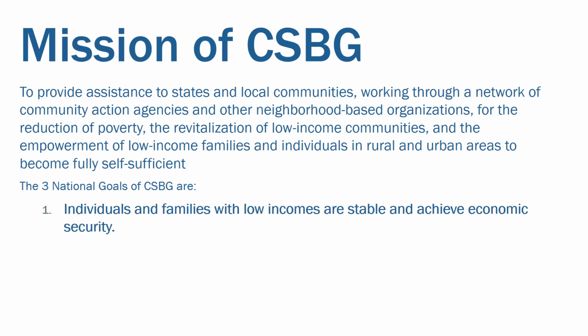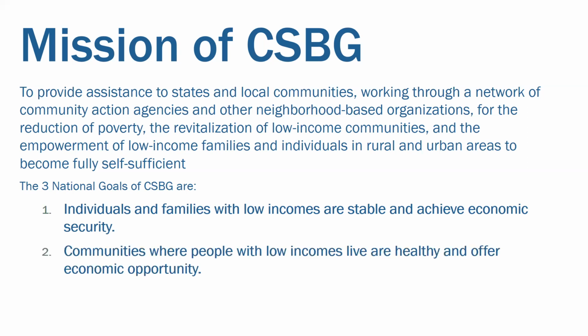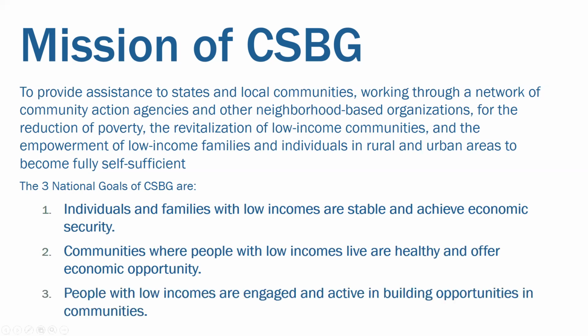So when we look at this, our goal number one is to make sure that individuals and families with low incomes are stable and achieve economic security. Goal two is that communities where people with low incomes live are healthy and are offered economic opportunity. And goal number three is to make sure that people with low incomes are engaged and active in building opportunities in our communities. These goals used to be six goals, but in 2017, we redesigned them with a new emphasis on community level work.